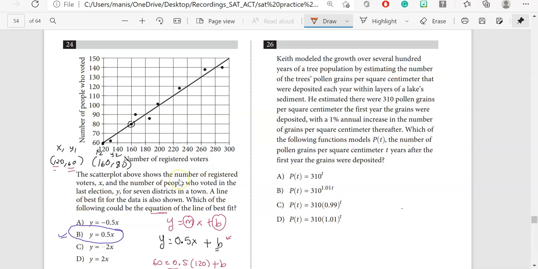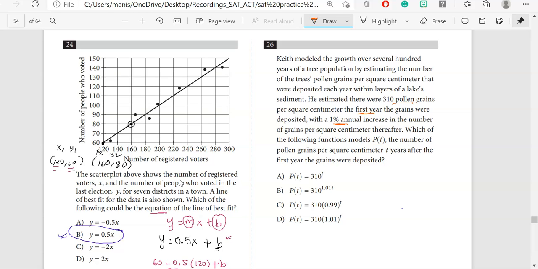Now as you can see, there is lots of reading in this question. Sometimes what I do, while looking at these word problems, is look at the important points to read, and then I'll go from there. Keith modeled the growth over several hundred years of a tree population by estimating the number of trees. Okay, and it says he estimated there were 300 pollen grains per square centimeter the first initial year, with a 1% annual increase. Which of the following functions?